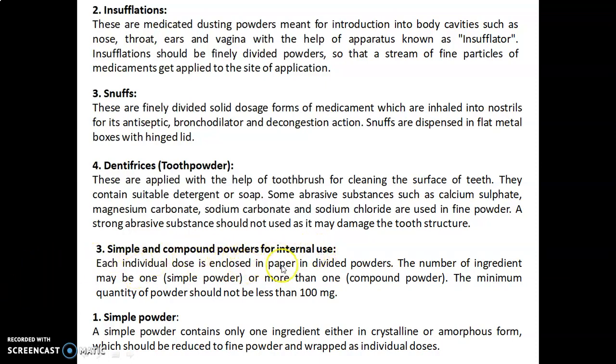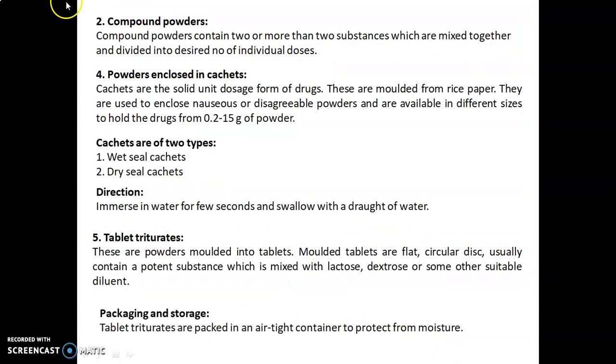Each individual dose is enclosed in paper. In the divided powders, the number of ingredients may be one, that is simple powder, or more than one, that is compound powder. The minimum quantity of powder should not be less than 100 milligram. Simple powder. A simple powder contains only one ingredient either in a crystalline or amorphous form, which should be reduced to fine powder and wrapped as individual doses. Compound powders. Compound powders contain two or more substances which are mixed together and divided into the desired number of individual doses.